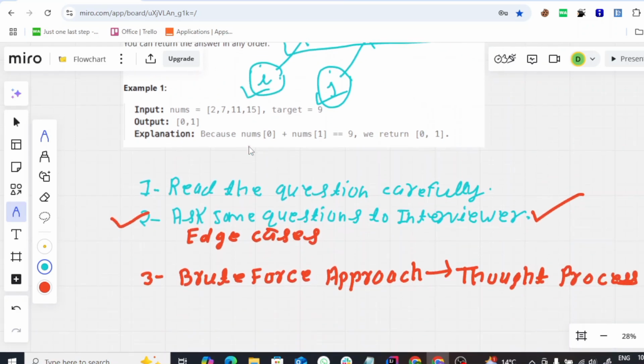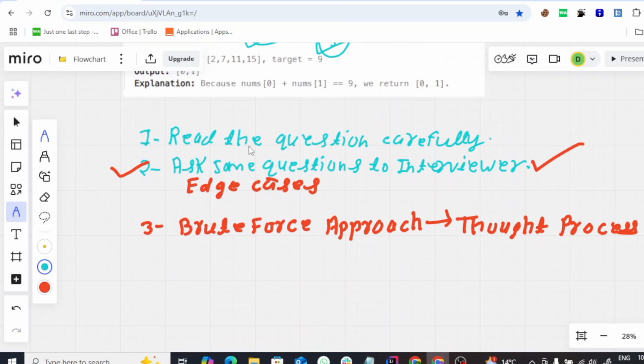Okay, guys, after the brute force approach, what will be your fourth step? Let me write the fourth step. After the brute force approach explanation, now you have to tell the time and space complexity. Okay, now the brute force time and space complexity. This is the time and space complexity.